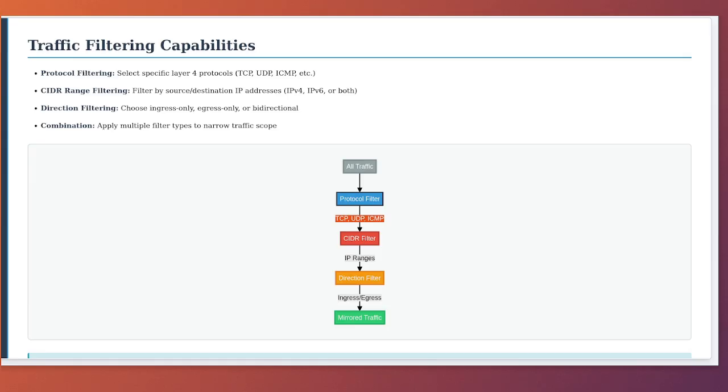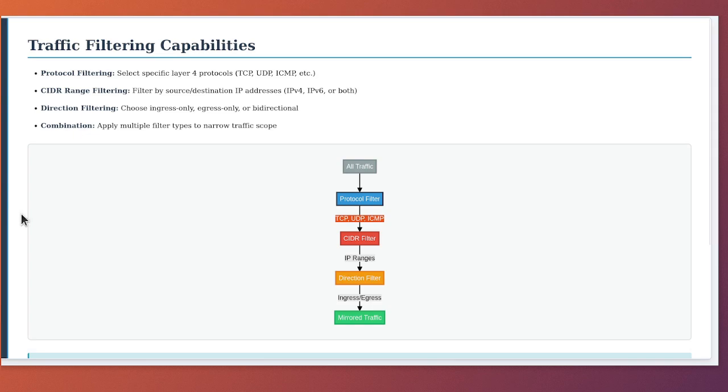The second dimension is CIDR range filtering. This allows you to specify which source or destination IP addresses should be mirrored. For instance, you might only want to mirror traffic going to or coming from a specific external partner's IP range, or traffic destined for your database subnet. CIDR filtering works for both IP version 4 and IP version 6 addresses.